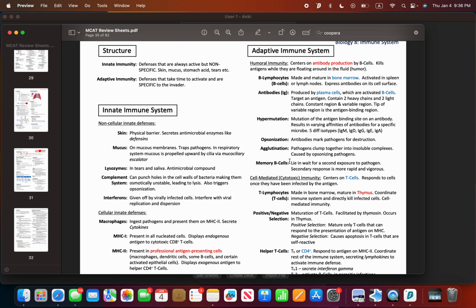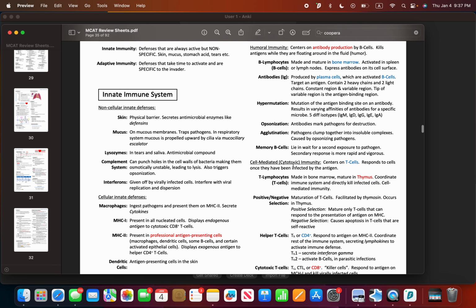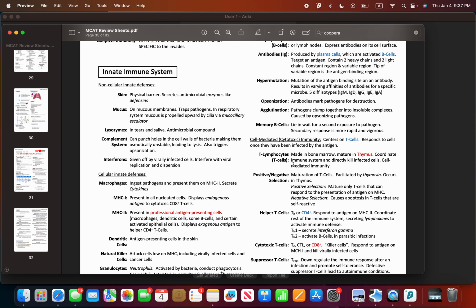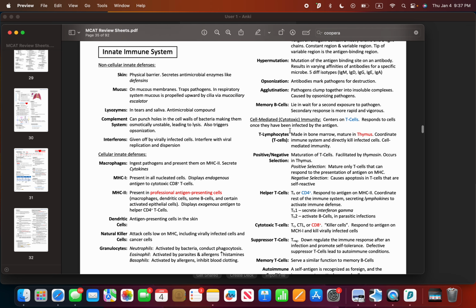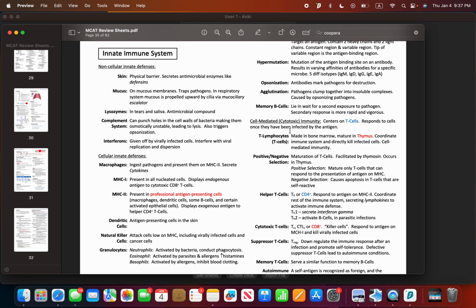We have memory B cells. They are a subtype of B cells. They lie in wait for a second exposure to pathogen. The secondary response is more rapid and vigorous. So they wait for a second exposure to pathogen, and the secondary response is facilitated by memory B cells.